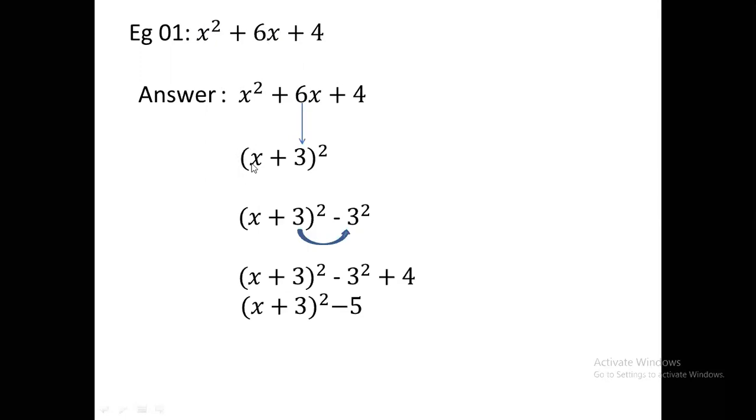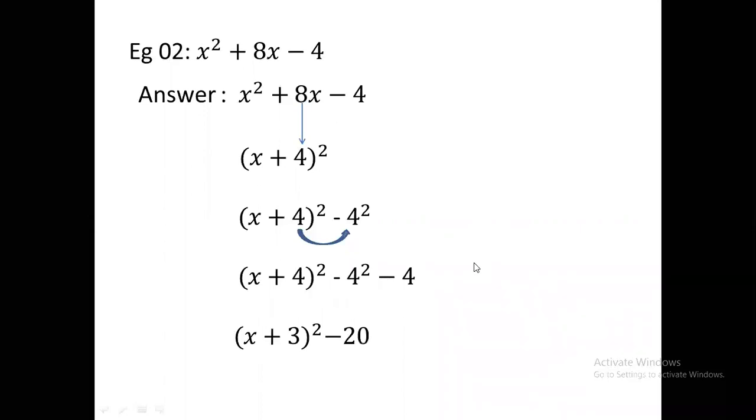Then you can write with the variable, x plus 3, and square it. Then square the half of the coefficient, 3, and subtract it from the expression, or write it with the negative. So you can write minus 3 squared. Then the next step is to write the constant term at the end and simplify. So (x plus 3) whole thing squared minus 3 squared is minus 9, plus 4 is minus 5. This is the final answer of the completed square form of the quadratic x squared plus 6x plus 4.